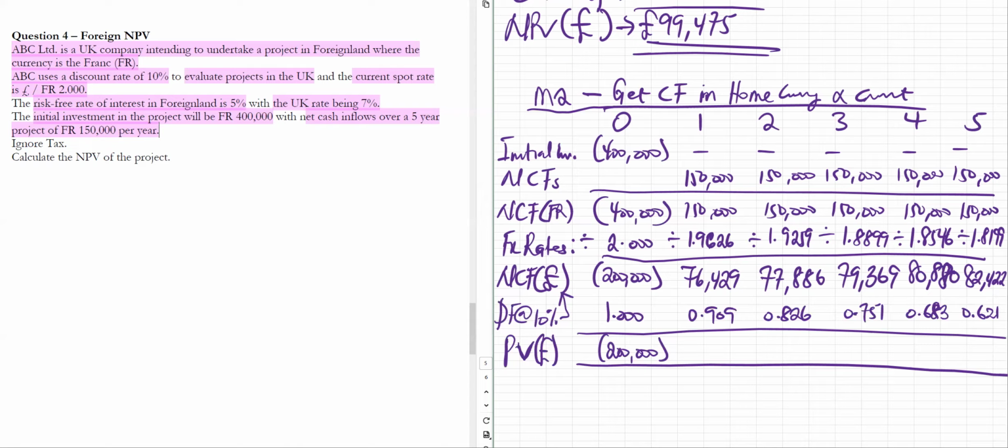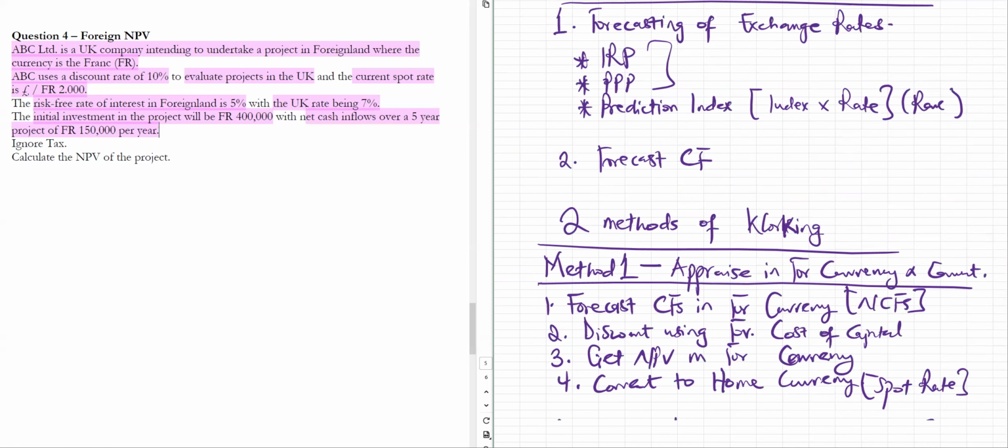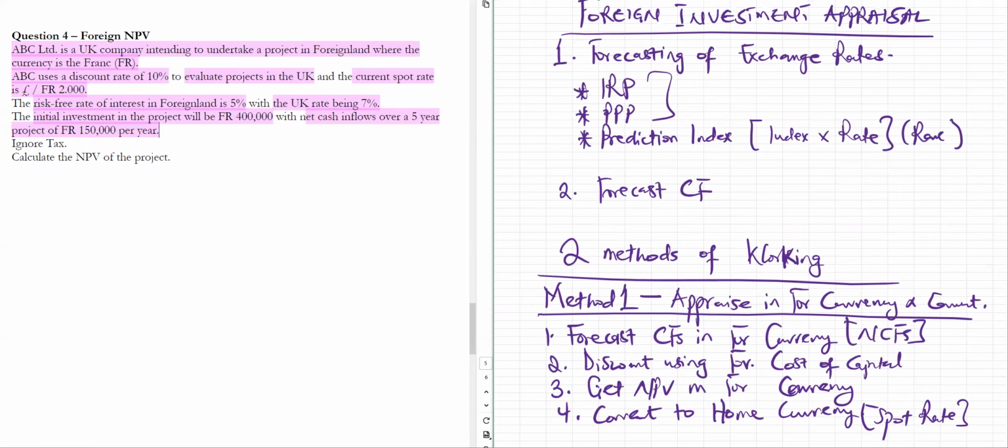And then we have 76,429 by 0.909. And that is 69,474. We have 77,886 by 0.826. And that gives us 64,334. Then you have 79,369 by 0.751. You have 59,606.